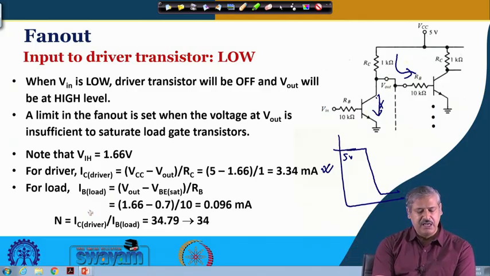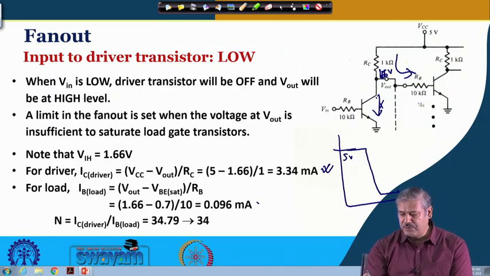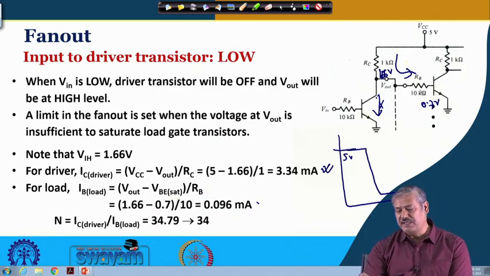Okay? And for the load gate, when it is high, what is the current it is drawing? We have already calculated this one. It is Vout minus VBE saturation, divided by RB. This Vout is your 1.66 volt limiting condition we are talking about, and this is 0.7 volt over here, divided by RB. So, this is 0.096 milliampere. This is the current that one load gate is taking.